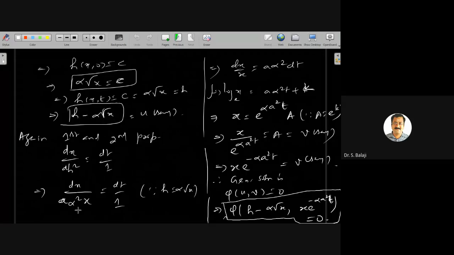Then now you are getting h is equal to alpha root x. So replacing h is equal to alpha root x here, you can club the first and second proportion, and separate x and t. You can get correspondingly some relations. This will be your solution, h in terms of x comma t, the thickness of the layer of the liquid.